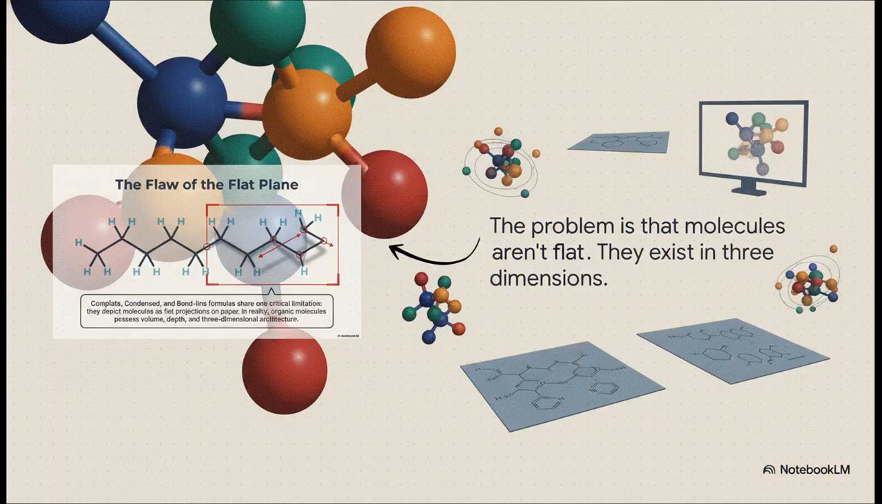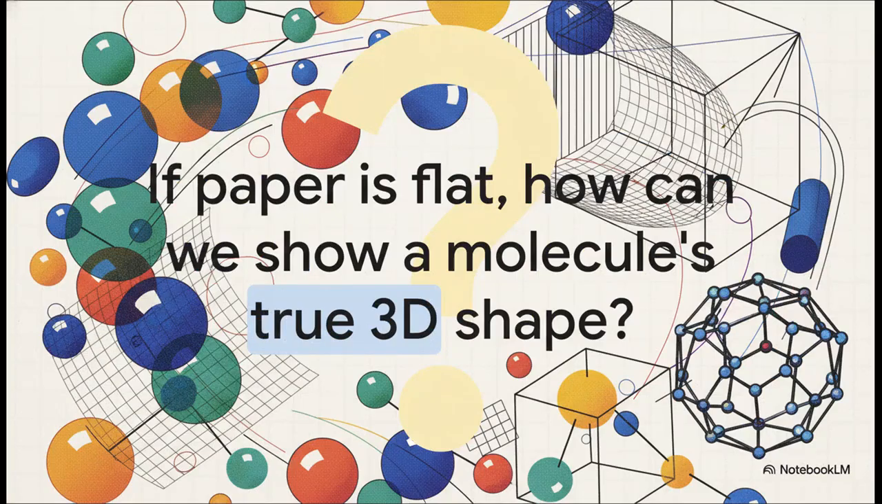And here's the problem. Paper's flat. Your screen is flat. Molecules are not. They're real, 3D objects. They have depth and volume and a complex architecture in space. So all those drawings we just learned are really just flat shadows of a much more interesting 3D reality. Which brings us to a huge question, doesn't it? If we're stuck drawing on a flat surface, how can we possibly do justice to a molecule's true 3D shape? How do we show that some parts are coming forward and some are going back?